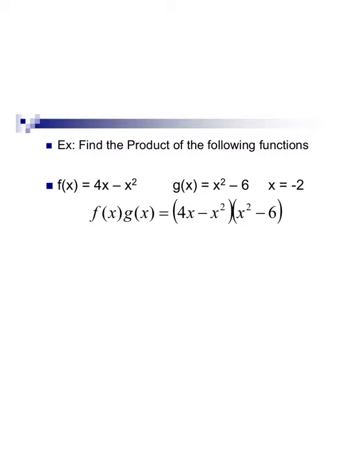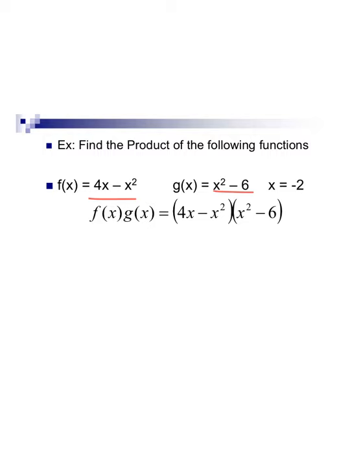All right, guys, question time. I want to see how well you can multiply. So we want to find the product for our two functions. Our two functions are 4x minus x squared, and then x squared minus 6. And you can see I've listed our first step here, which is listing them next to each other to find the product. I want you guys to find the product, and then I want you to evaluate that product when x is equal to negative 2, and then select the correct answer. Go ahead and do that.